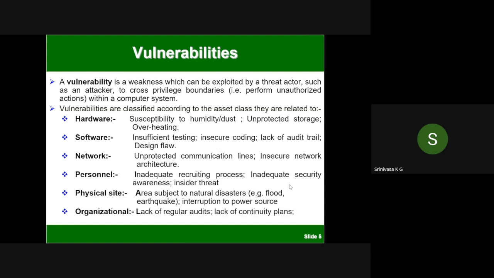Vulnerabilities are classified according to asset class, that is, what type of asset they are related to. Like we have assets such as liquid cash, real estate, gold, and so on. Like that, in information also there are certain assets. First, what is a hardware asset? A hardware vulnerability means susceptibility to humidity or dust, unprotected storage, or overheating. Many things are possible.